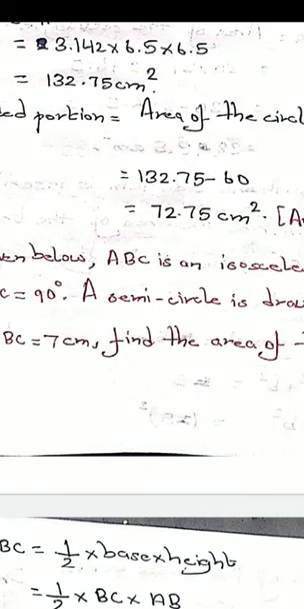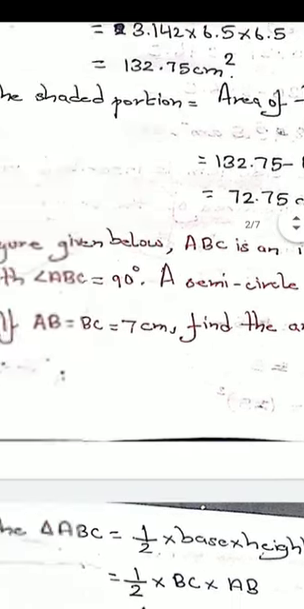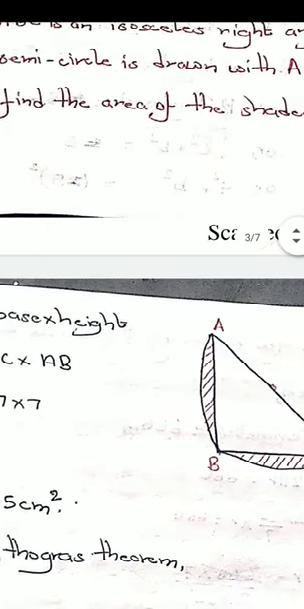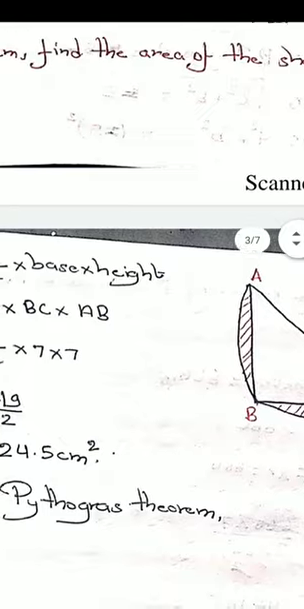So two sides will be equal. Find the area of the shaded region. Let us draw the diagram. The diagram will be something like this. AC will be the hypotenuse, but at the same time it will also be the diameter of the semicircle.